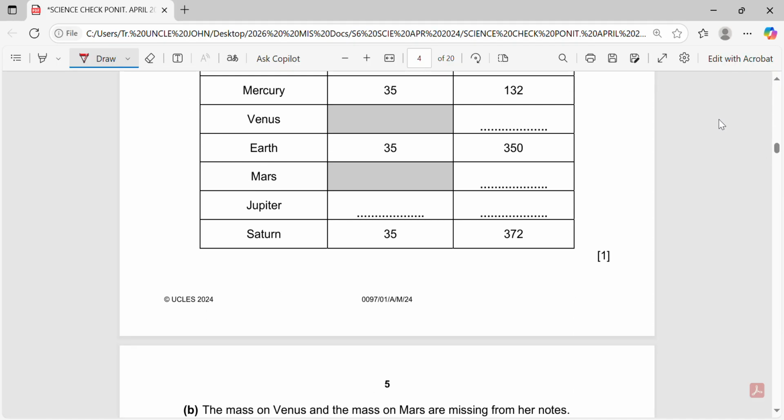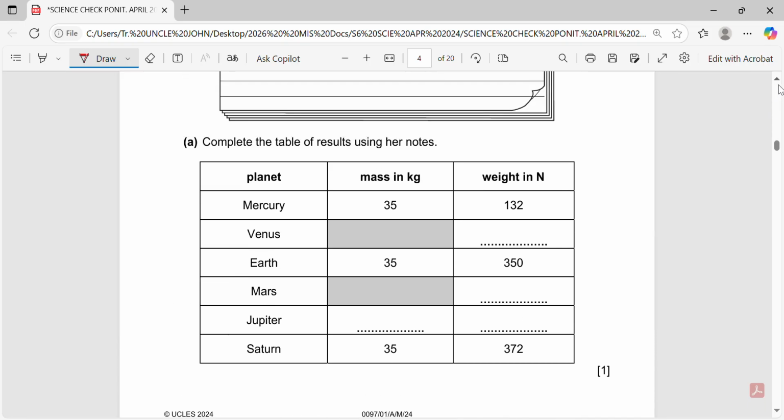So we are supposed to follow this as we complete the table. Venus, when you calculate, this is 317. Then here, Mars, 132.